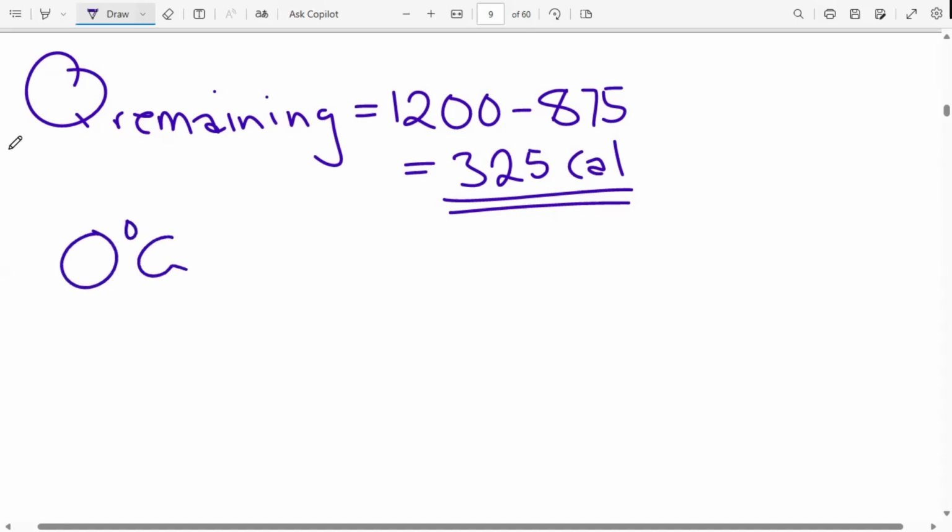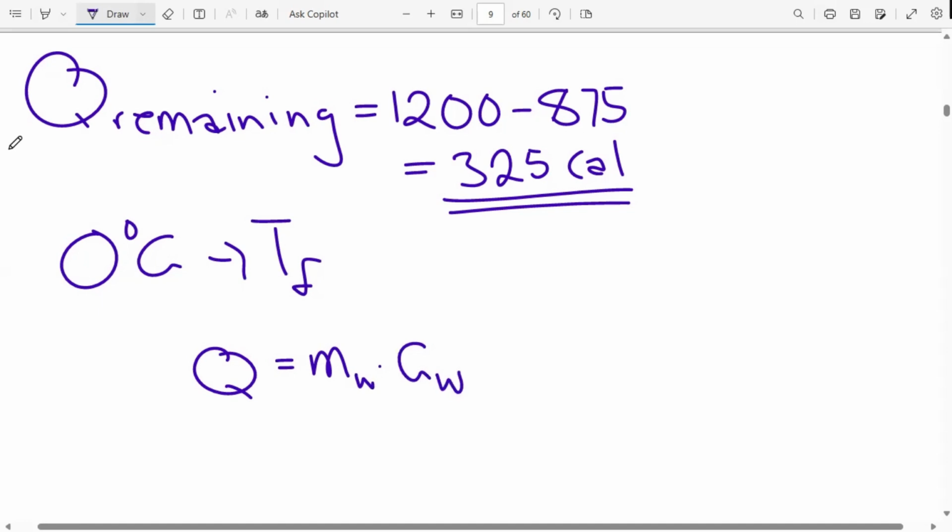So from 0 degrees Celsius, the combined water into the equilibrium temperature T final that we don't know is going to be raised due to the presence of this energy that has remained after the difference between the one that is required and the one which is available. I hope you really understand that statement. So I'm going to say my Q will be equal to mass of the water multiplied by the specific capacity of the water multiplied by the change in temperature.